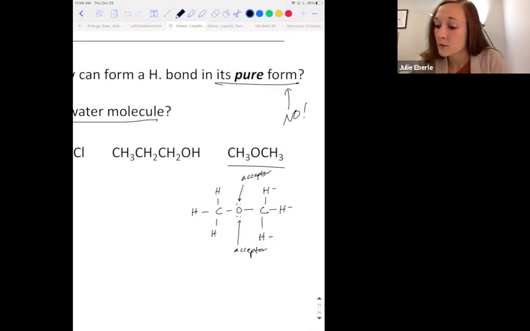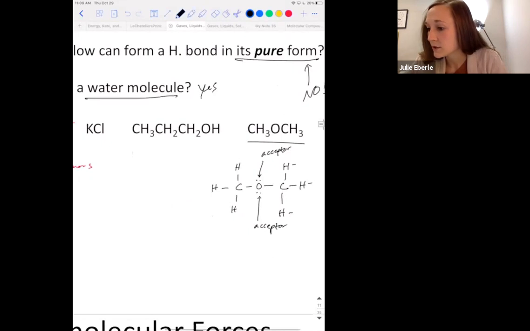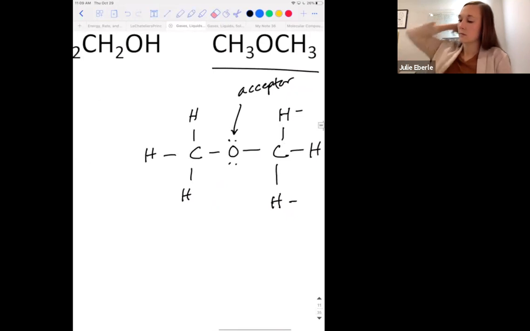But if we're answering this one, can it hydrogen bond with a water molecule? Yes, it can. Let's actually draw a picture of how it can do that. I'm going to erase right here so we can put a little water molecule in here. And you could do it on either side. I'm just going to show you from the bottom side. Okay, so we have the acceptor. We need to supply the donor.